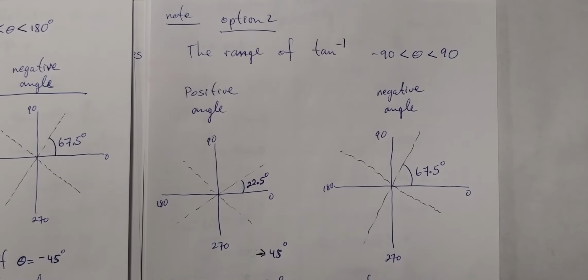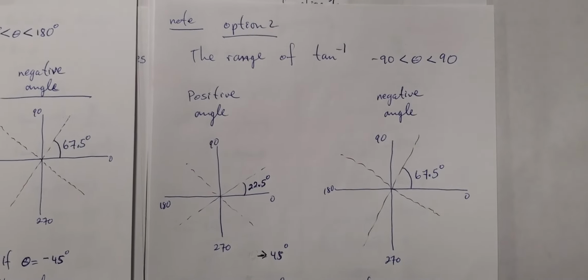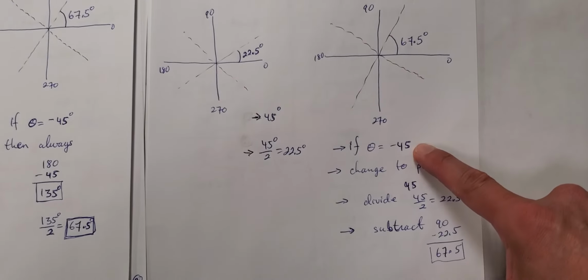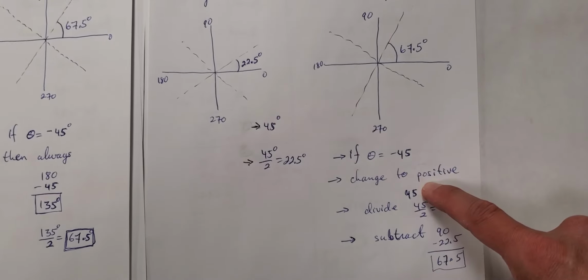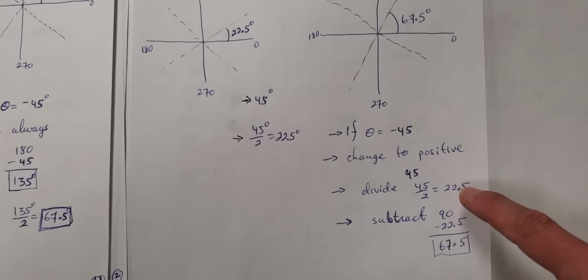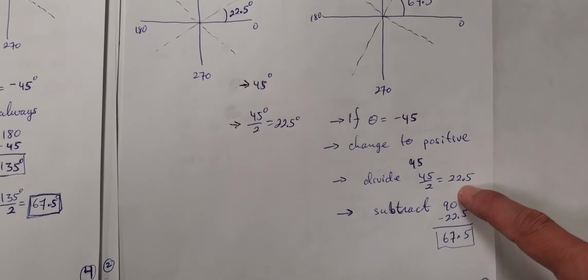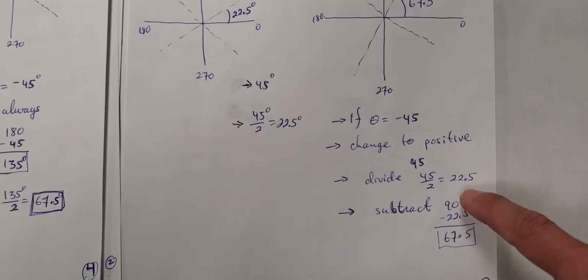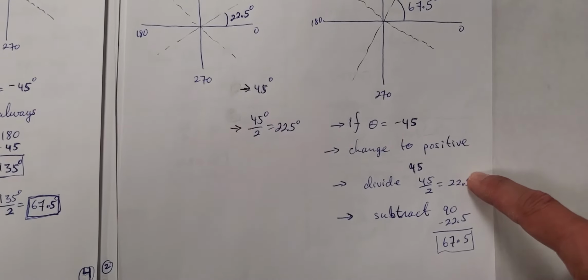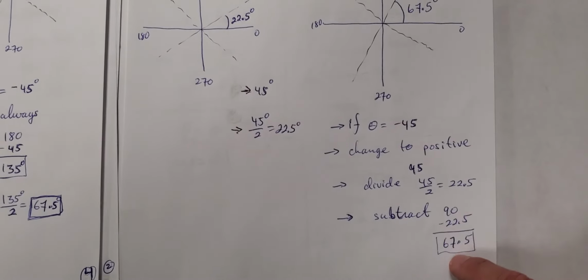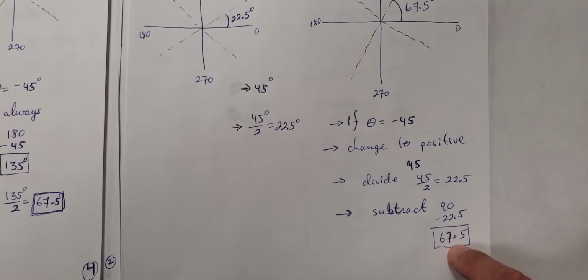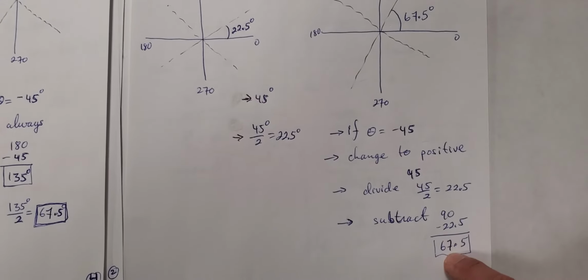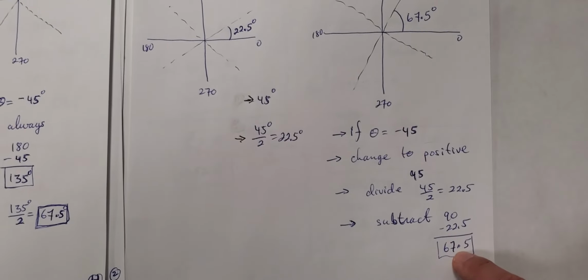So be very careful when you use option number 2. If your angle is negative, change it to positive, divide by 2, and subtract from 90. 90 minus this number after you divide by 2. This is the answer that we need: the degree rotation of axis, 67.5.